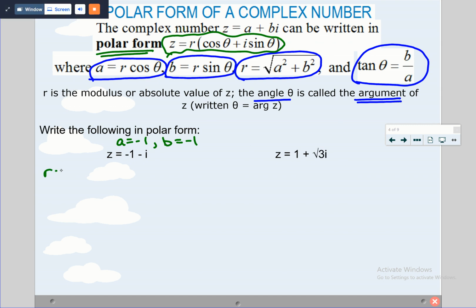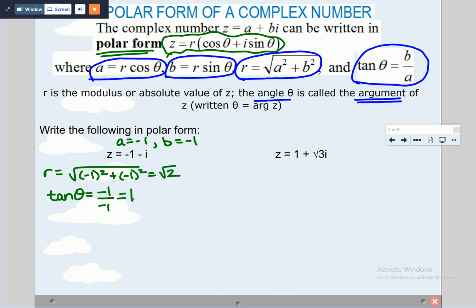All right, so I need r. r is the square root of the first component squared plus the second component squared. So what am I going to get for r? Rad 2. That looks really similar to what we did with polar coordinates in the last section, right? Then to find theta, tangent theta equals b over a, or in this case, -1 over -1.